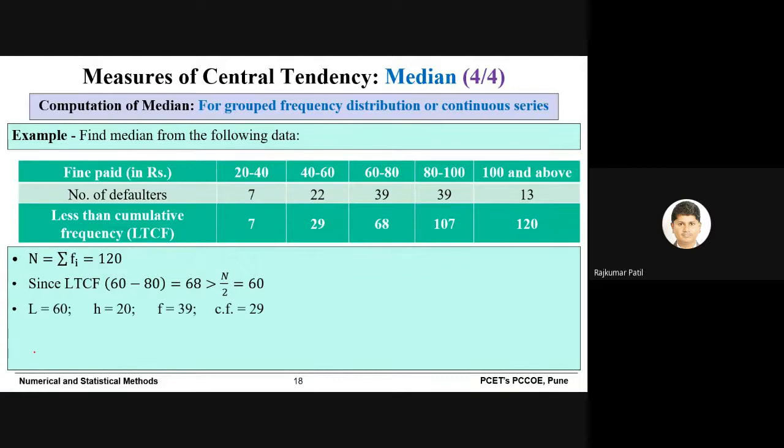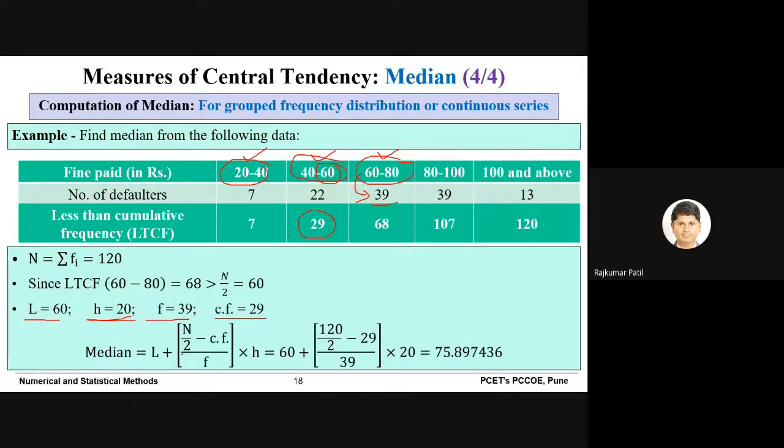And once we observe this, we can also find out the remaining values. L is 60. H is 20. You can take the class width: 40 minus 20 is 20, 60 minus 40 is 20, 80 minus 60 is 20. So H is 20. F is 39, because we selected this particular class, 60 to 80, and its frequency is 39. And CF is 29.